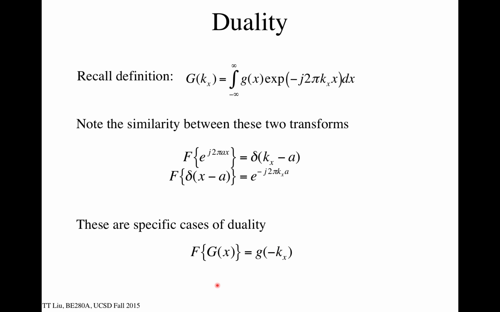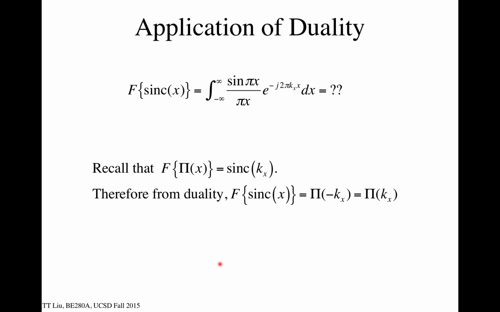And that might sound terribly confusing right now, but it's not that confusing. We'll take a look at a couple of examples. So if you want to take the Fourier transform of the sinc function, right, we already derived that the sinc function was the Fourier transform of the rect function, right?